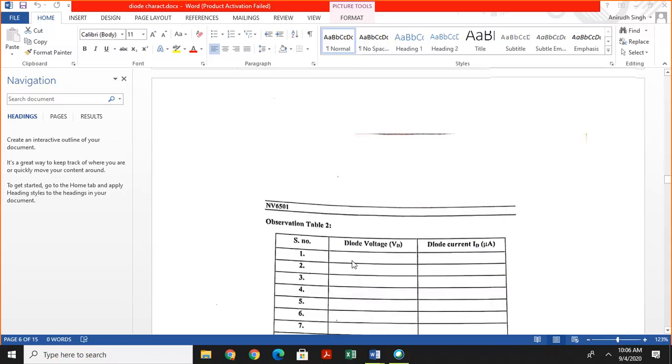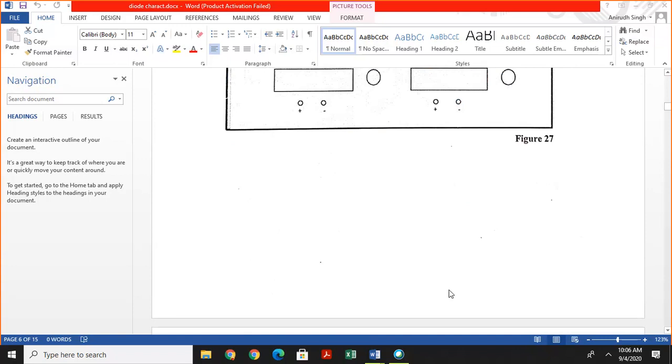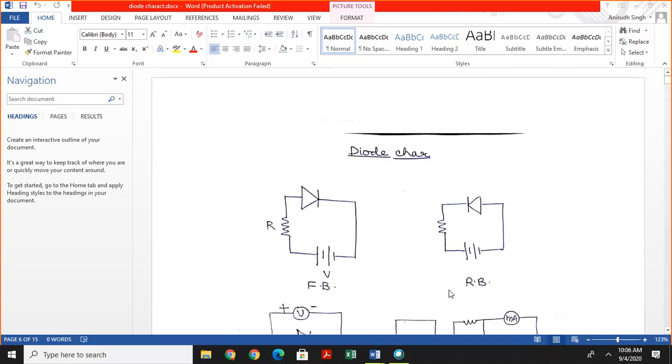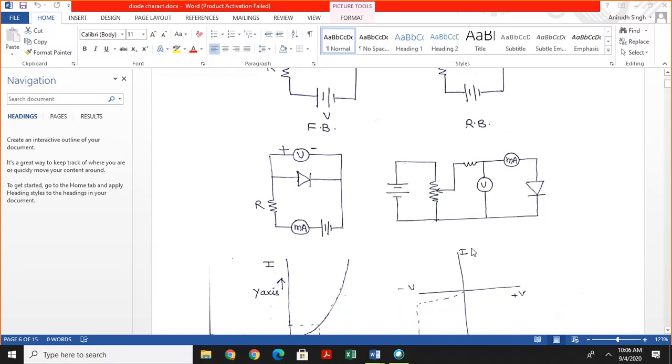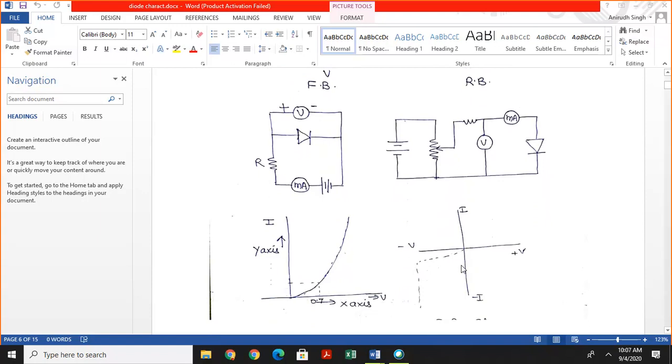and switch on the power supply, and here 1 volt, 2 volt, 3 volt, and the corresponding values of diode current are noted in this observation table. And after noting voltage and current, we draw a reverse characteristic between I and V, and this is the theoretical characteristic of a germanium diode.